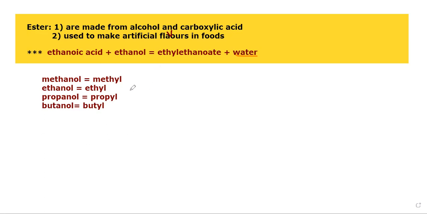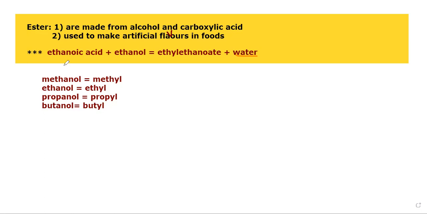So what we need to keep in mind is for alcohol, we are going to take a "-yl" group. For example, methanol, methyl. And for carboxylic acids, we are going to take a "-noate" group. For example, if we take ethanoic acid, then it will be ethanoate. If we take propanoic acid, then it is going to be propanoate. So for alcohols, we take the "-yl" group. Methanol, methyl. Ethanol, ethyl. Propanol, propyl. Butanol, butyl. And for carboxylic acids, we are going to take the "-oate" group. Ethanoic acid, ethanoate. Propanoic acid, propanoate.